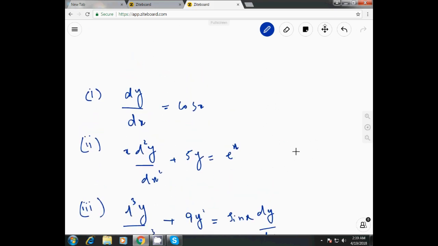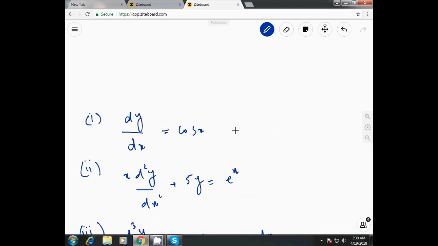in the first example, the order is 1 because there is only one derivative involved in this equation, dy by dx, and its order is 1. Therefore the order of this differential equation is 1. So this differential equation is called the first order differential equation. Number 2, here only one derivative appears and its order is 2. This is a second order derivative, therefore the order of this equation is 2, and this is a second order differential equation.